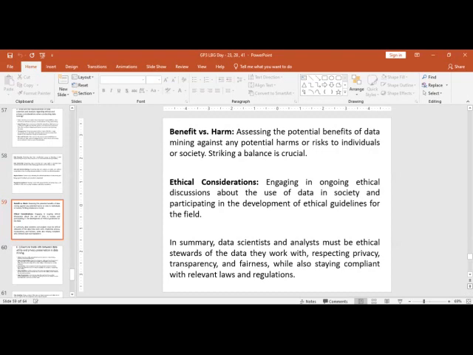In summary, data scientists and analysts must be ethical stewards of the data they work with, respecting privacy, transparency, and fairness, while also staying compliant with relevant laws and regulations.